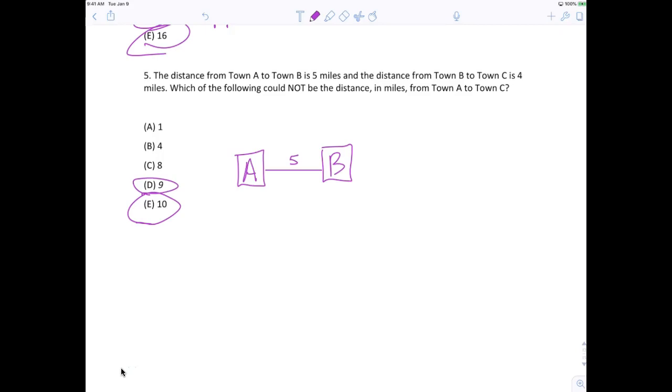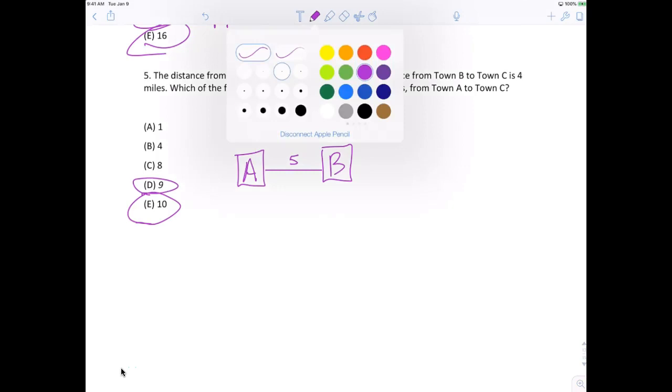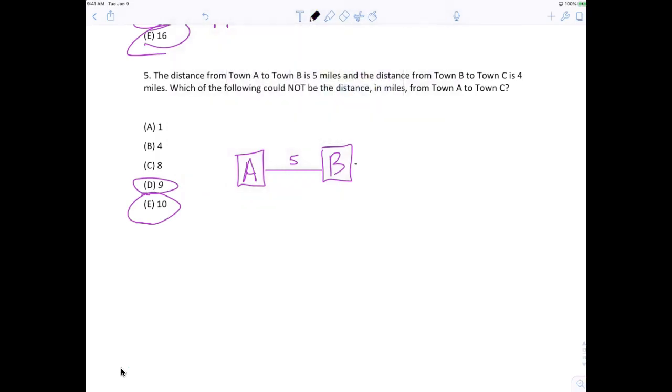Please look. All right, this is part of the reason why I like my Notability, because I can draw things for you. So now what I'm going to do is I'm going to draw from B to C. And how far is it from B to C? 4. So there's C. So could C be 9 miles? Could it be 9 miles? Yes. You agree with that? It could be 9. So it's definitely not D.